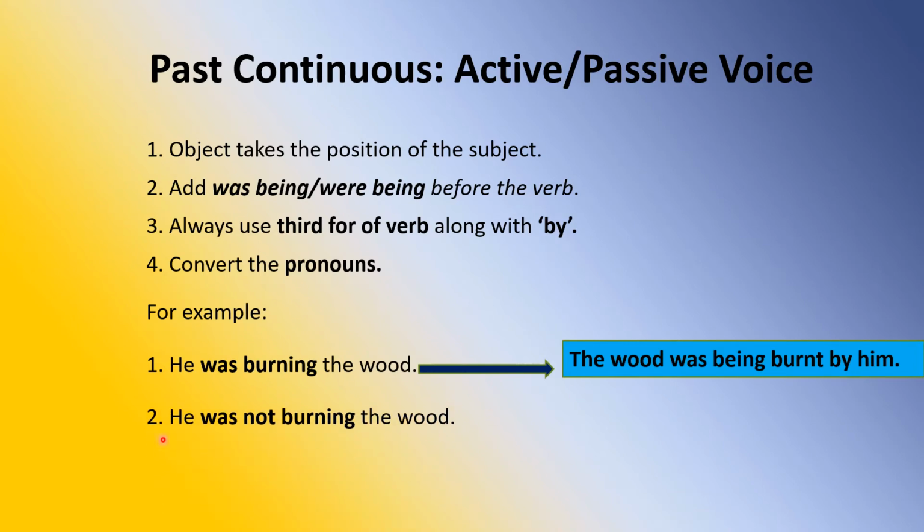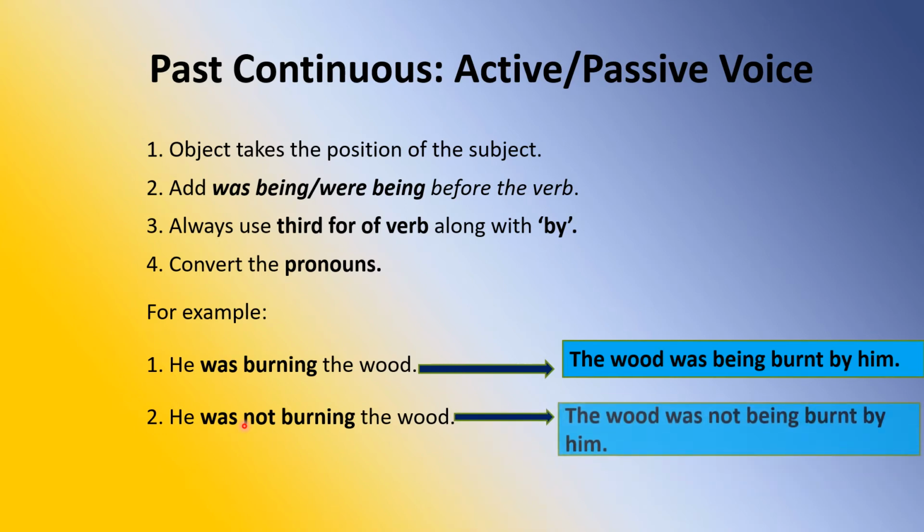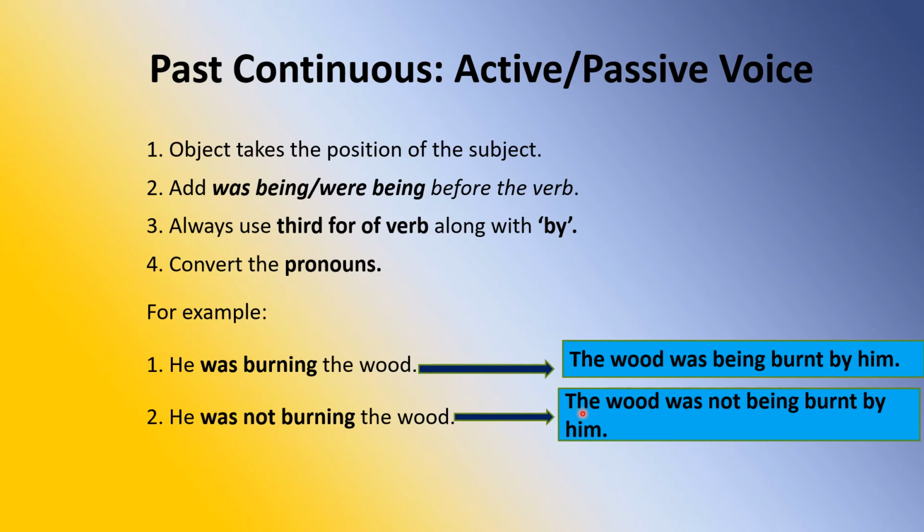See the second sentence, which is he was not burning the wood. You can see that was not burning here suggests that this is the negative sentence of past continuous tense. Here is its passive voice form, which is the wood was not being burnt by him. You can see that in order to convert that sentence into its passive voice form, not has been added in between was and being. Never forget this point.